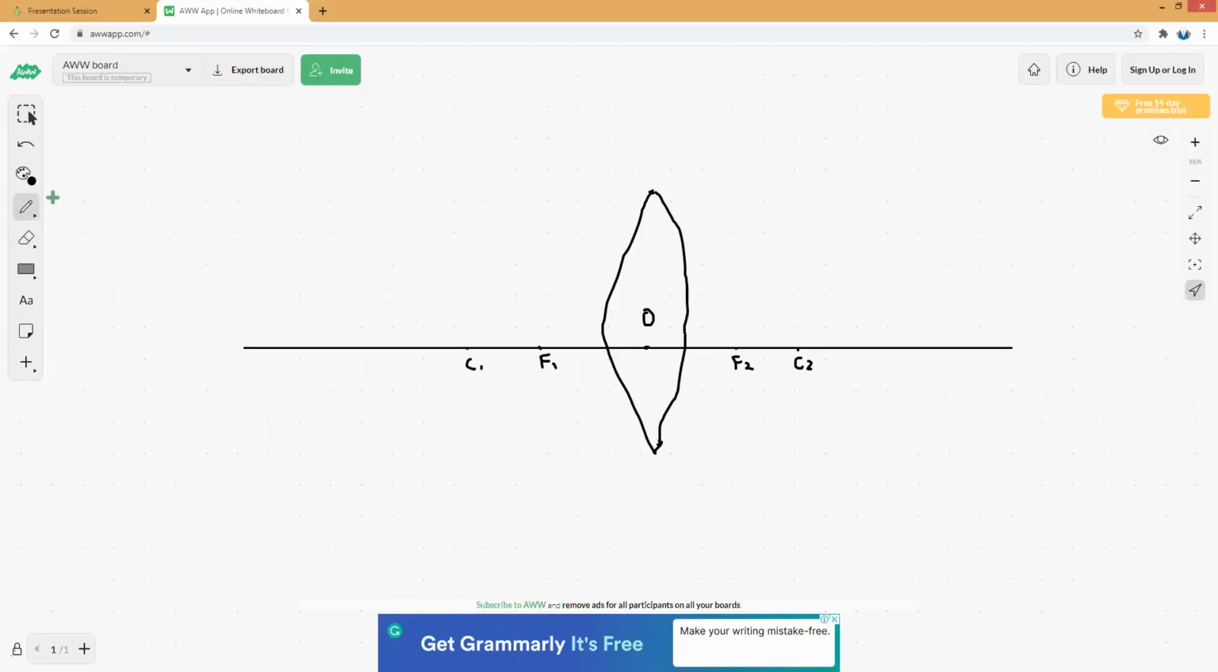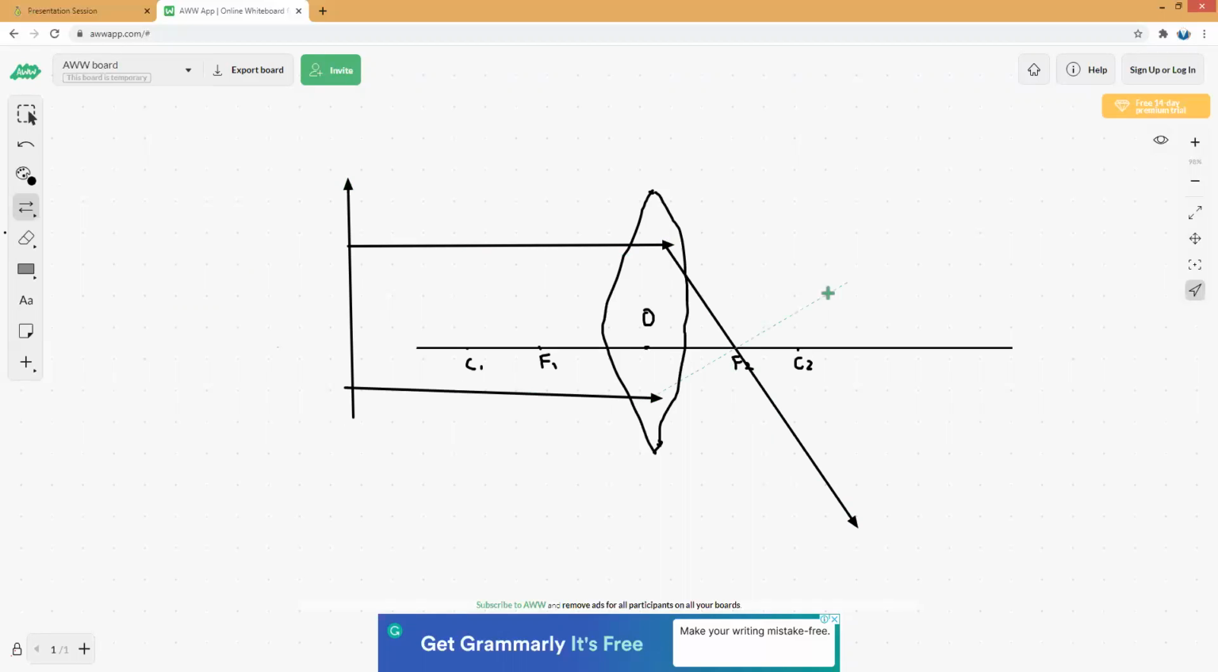Now I'm going to do the same thing, just repeat it, to see if there's a pattern. But this is convex. That was concave, this is convex. Let's check if there's a pattern. The incident ray, drawing a line parallel to the principal axis, passes through the focus. Drawing another line parallel to the principal axis also passes through the focus. And this is already a parallel line passing through the focus.